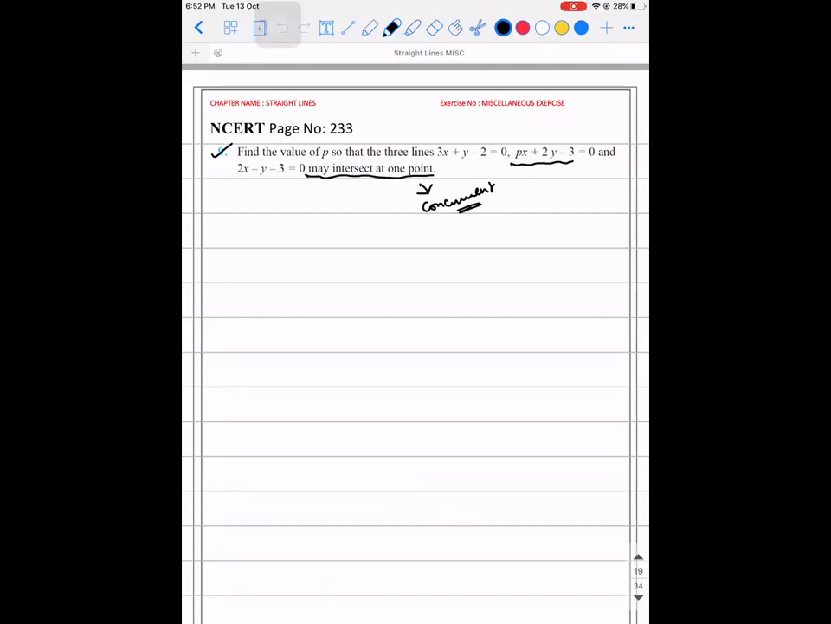So this is the first example problem that we did. 3x plus y minus 2 is equal to 0 and 2x minus y minus 3 is equal to 0. Solve them. Once you solve, you will get a point. Take that point and substitute it here. You will get the value of P. Do it fast and tell me.